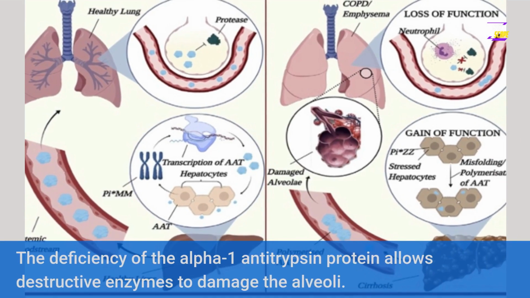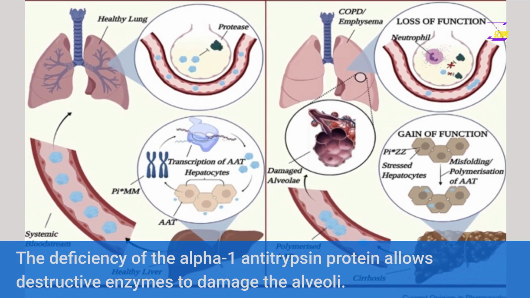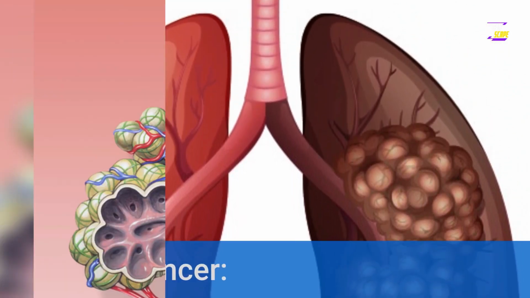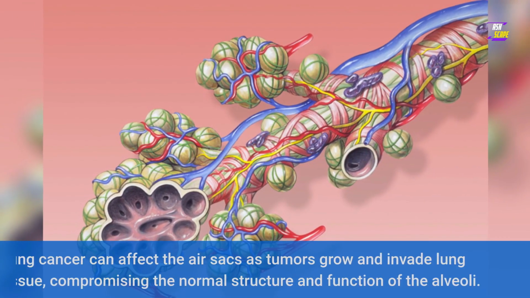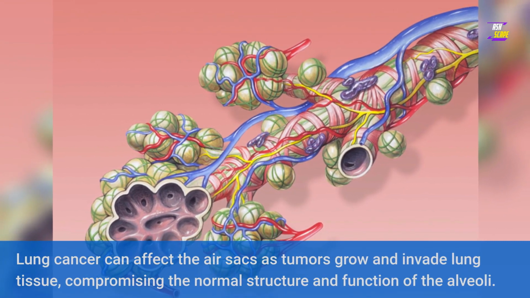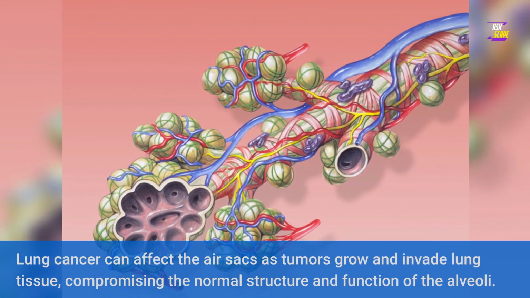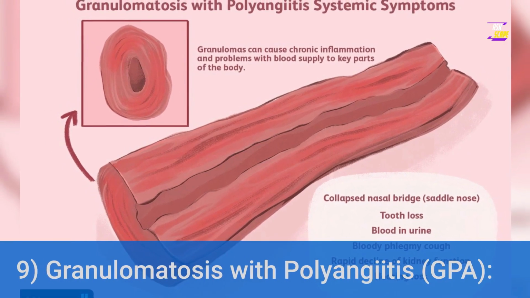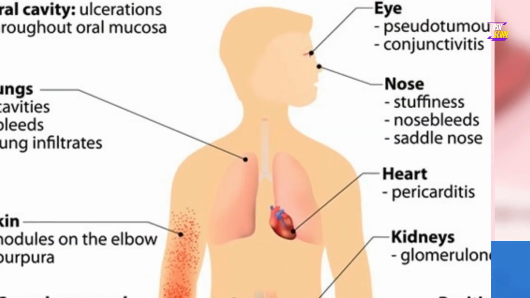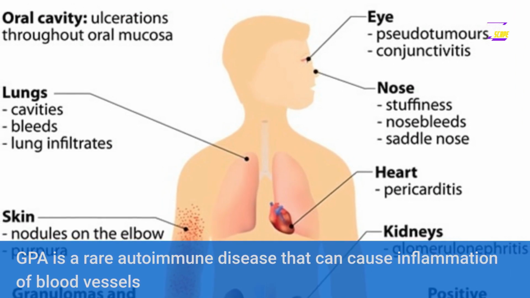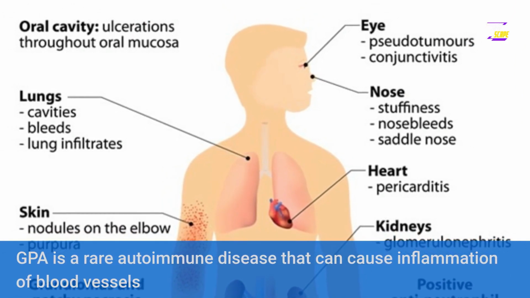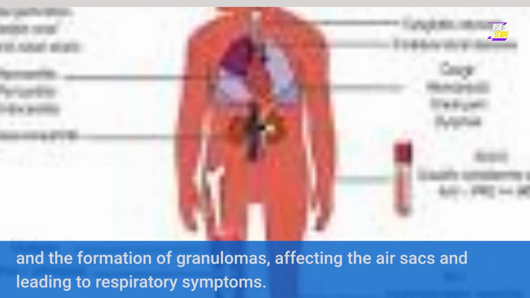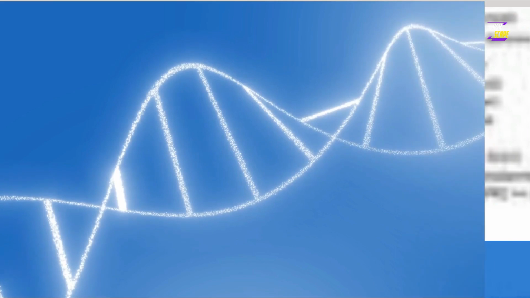The deficiency of the alpha-1 antitrypsin protein allows destructive enzymes to damage the alveoli. 8. Lung cancer. Lung cancer can affect the air sacs as tumors grow and invade lung tissue, compromising the normal structure and function of the alveoli. 9. Granulomatosis with polyangiitis, GPA. GPA is a rare autoimmune disease that can cause inflammation of blood vessels and the formation of granulomas, affecting the air sacs and leading to respiratory symptoms.